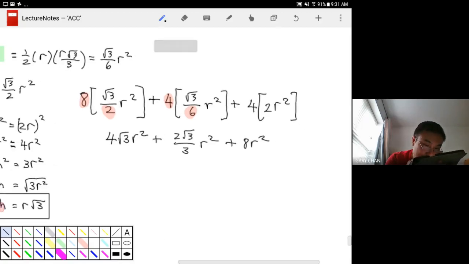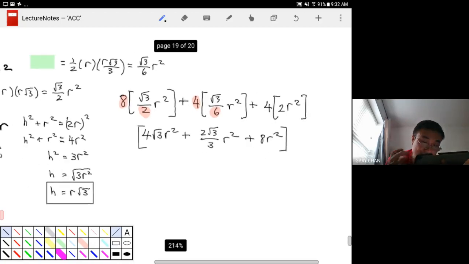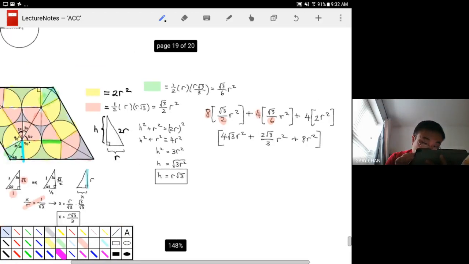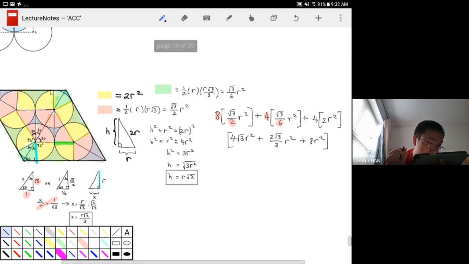Can we combine any of this stuff together? Not exactly, and it would be more confusing if we did anything else. So I'm just going to leave it like that. So that is the area of the overall quadrilateral. But what are we supposed to do with this?